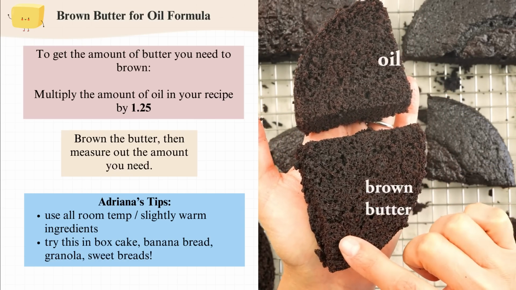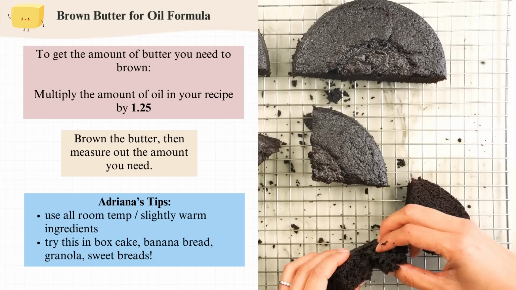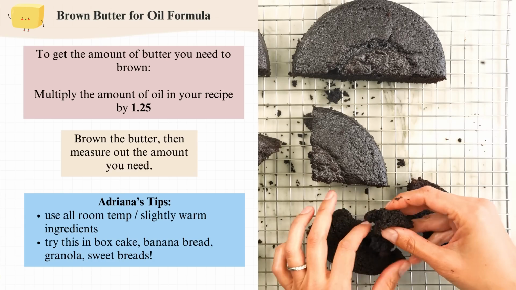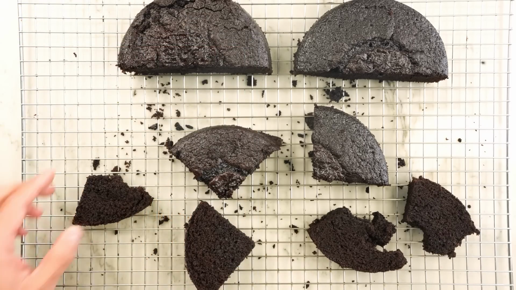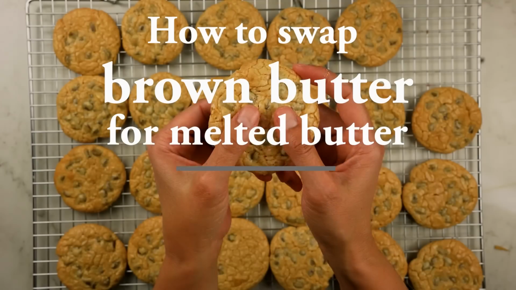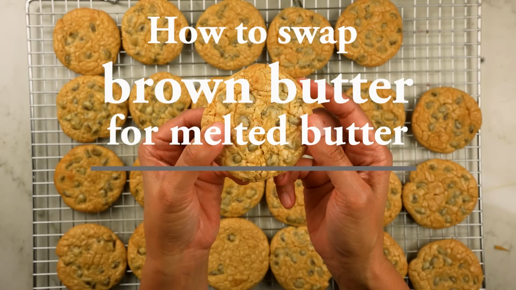My advice if you want to try this substitution is to ensure that all ingredients are room temperature or warmer to keep that butter fat liquid so that it mimics the effects of oil. Next is swapping out melted butter for more flavorful brown butter in a recipe.